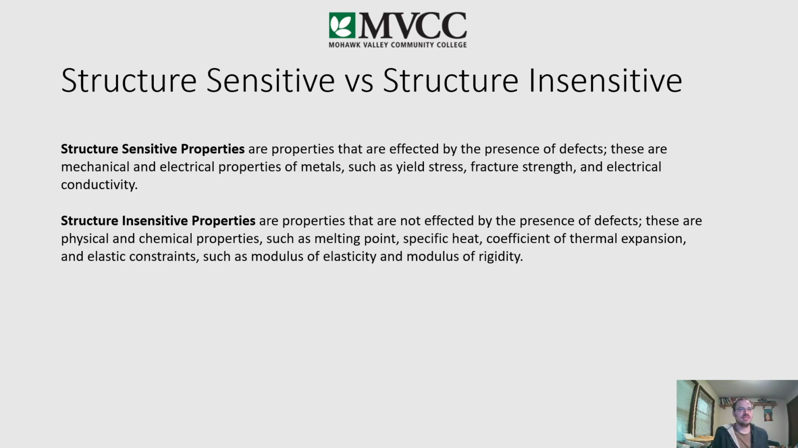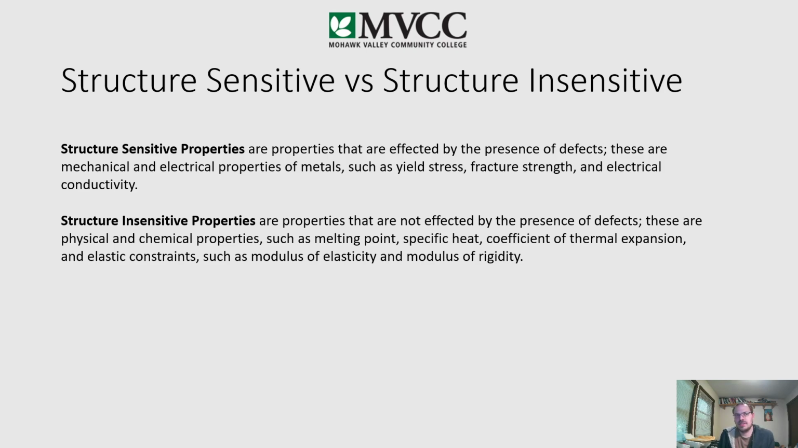We have structural sensitive properties, which are properties that are affected by the presence of defects. So those defects actually affect the properties themselves. These are the mechanical and electrical properties of metals, things such as yield stress, fracture strength, and electrical conductivity. So if there's a defect in there and it affects those, they are termed structural sensitive properties.